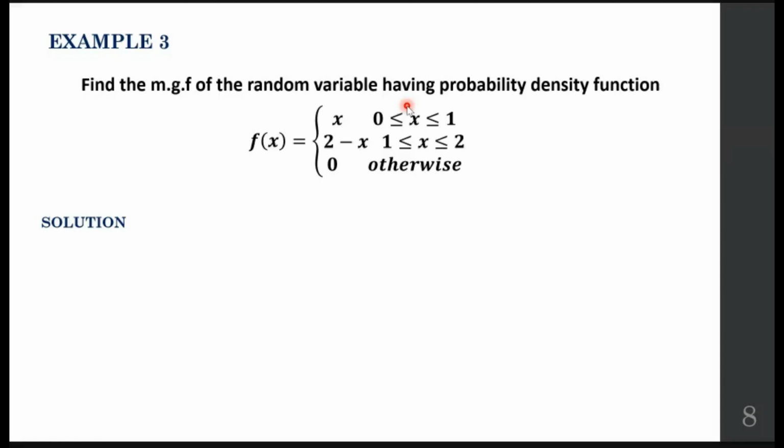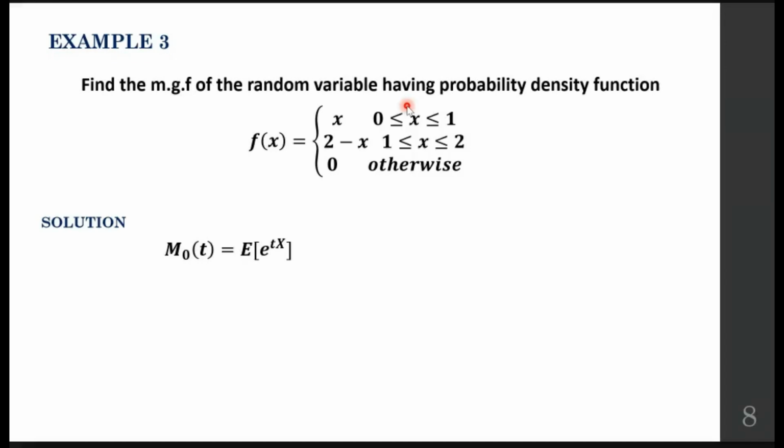So calculating only MGF, no mean, no variance, no moments, only calculating the MGF. So calculate M0 of t. M0 of t is E of e raised to tX.